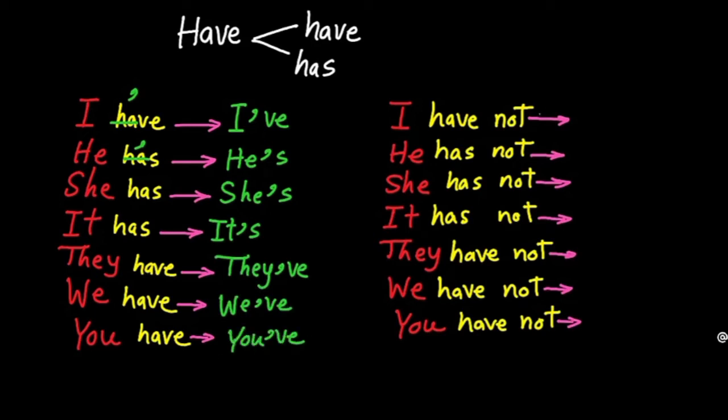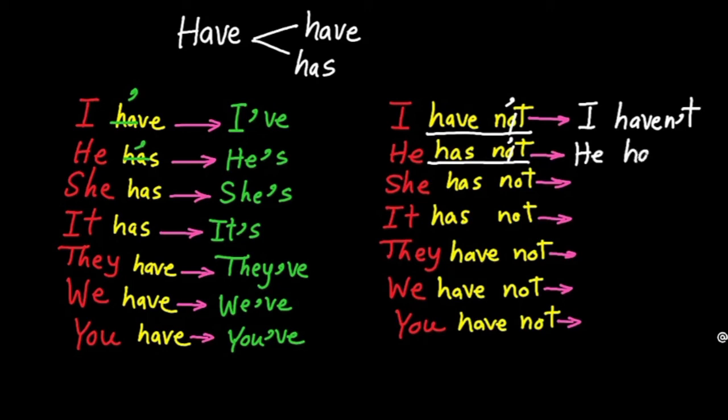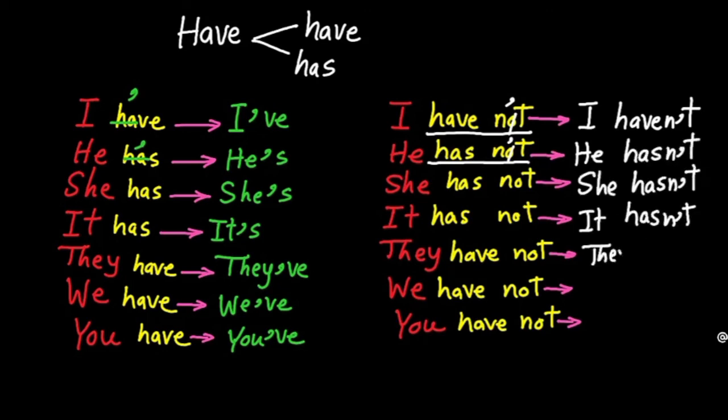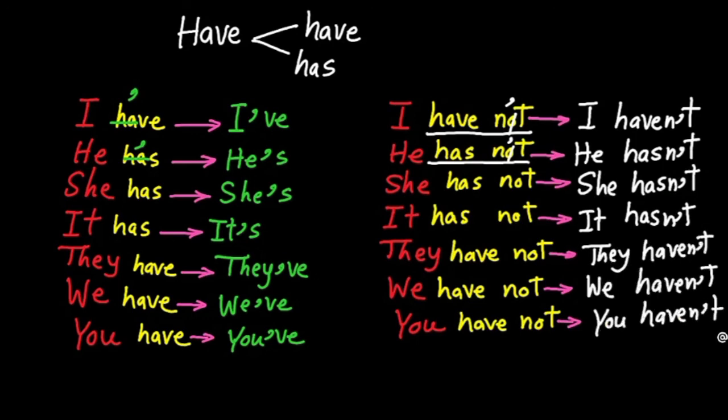The negative form. In the negative, guys, we can merge these two words, have not, into one word. We just remove the O and put an apostrophe. Haven't. So I haven't. And has not, it's just the same. We remove the O and put an apostrophe. He hasn't. She hasn't. It hasn't. They haven't. We haven't. You haven't.